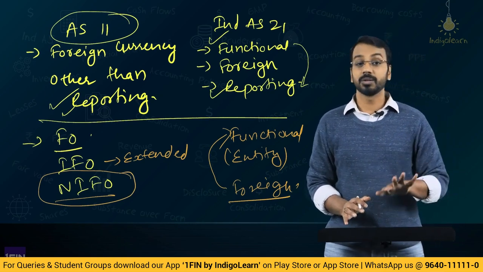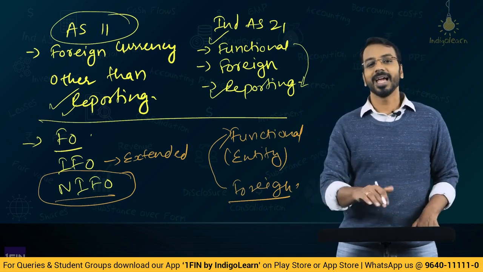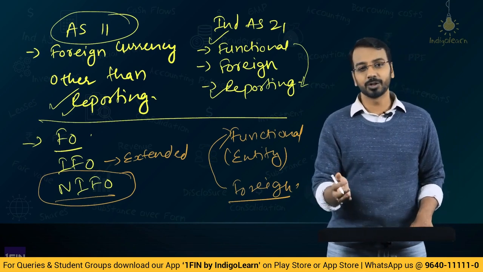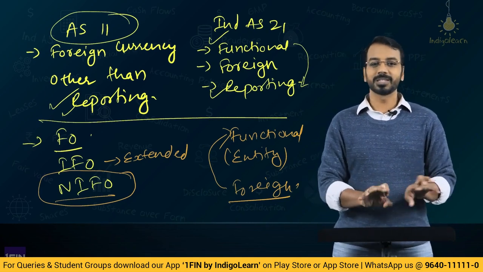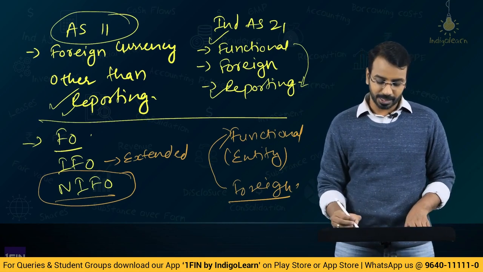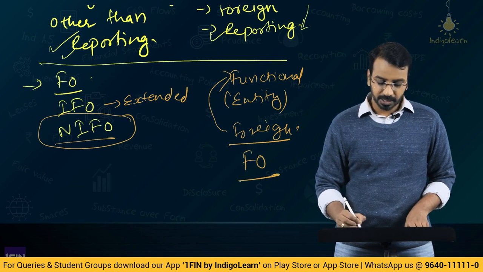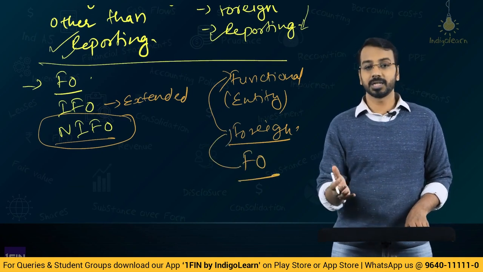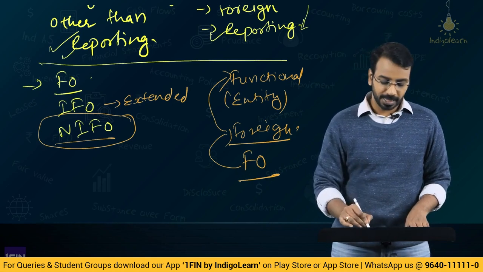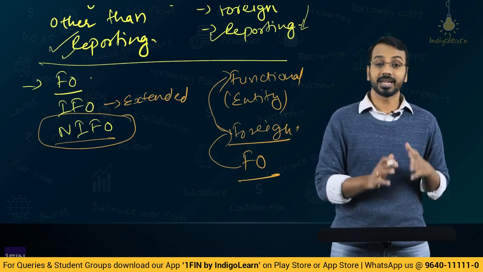Now, don't get confused between NIFO under AS 11, which is non-integral foreign operation, and NIFO under Ind AS 21, which I refer to as net investment in foreign operation. Okay. So, don't mix up these two terms. The thing that you need to understand is, whenever there is a foreign operation and you will have a different presentation currency or the functional currency of the foreign operation, you will have to convert it to the functional currency. Okay, that translation has to be done.